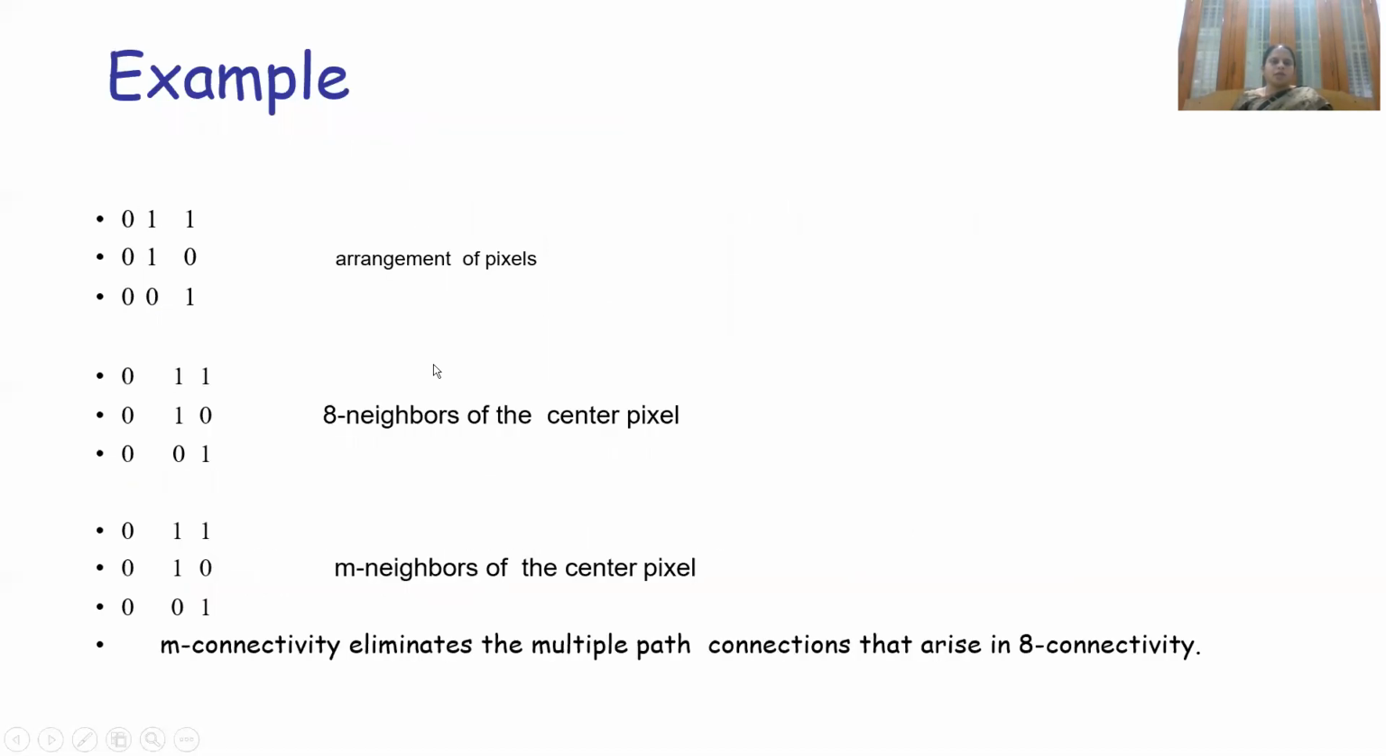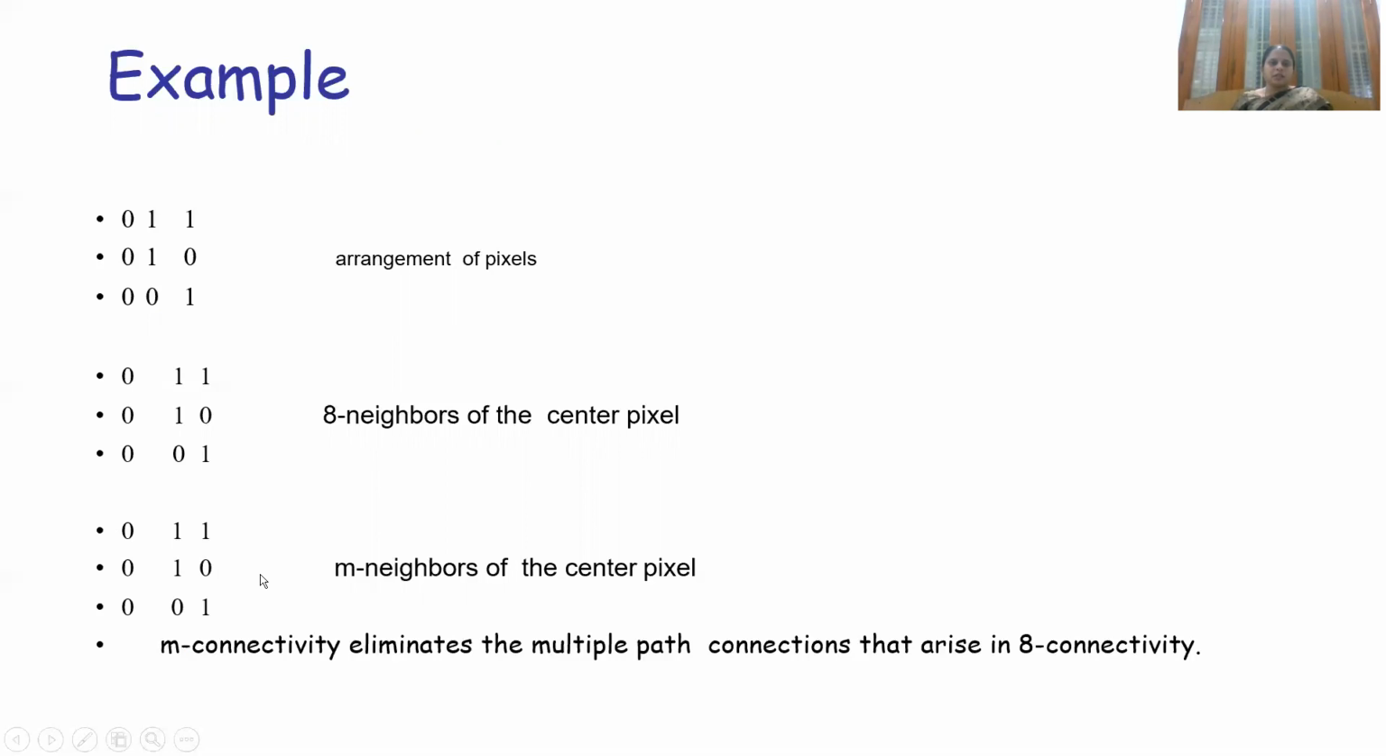So already we know N8 of P represents all the 4 nearest neighbors and 4 diagonal neighbors. So altogether this represents the 8 neighbors of a center pixel. If this one is said to be connected with this one, it means these pixels should be among the 8 neighbors.